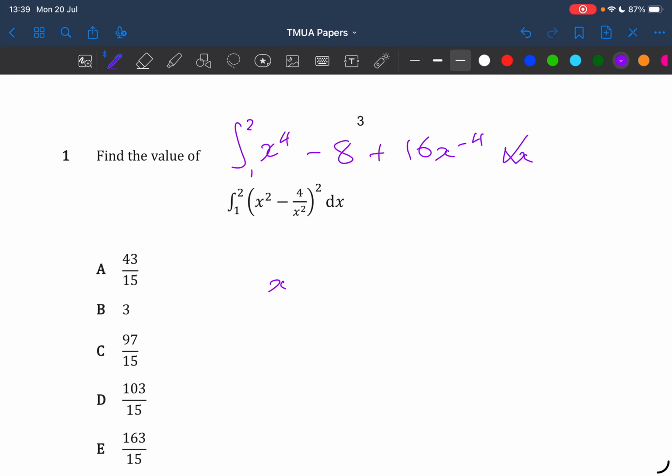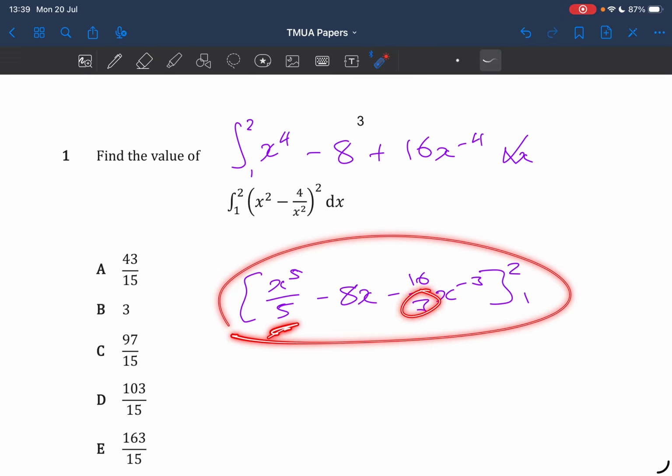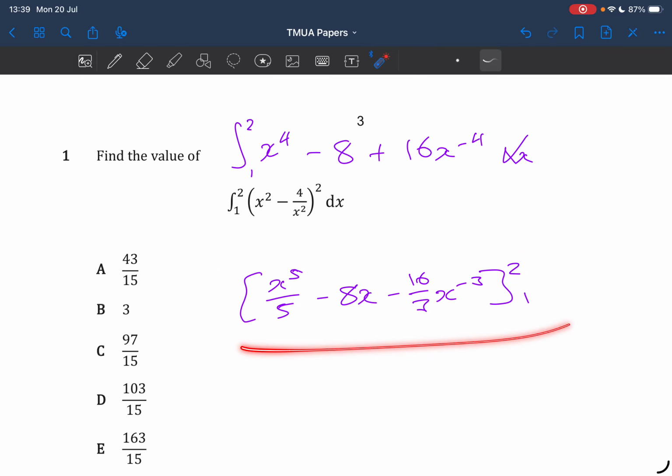The x to the 4, we'll get a fifth of x to the 5. For the 8, we'll get minus 8x. And for the 16, we'll raise that power to minus 3 and then divide by the minus 3. So minus 16 on 3. We go and plug in the value of 2 and the value of 1. You could think about making a common denominator now. It's probably easier to plug the numbers in first, and then you'll have easier bits to deal with. So doing that, what do we get?